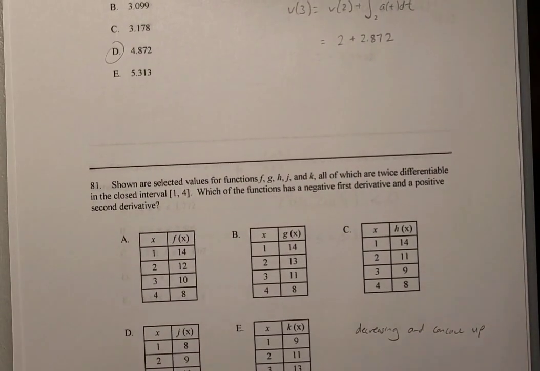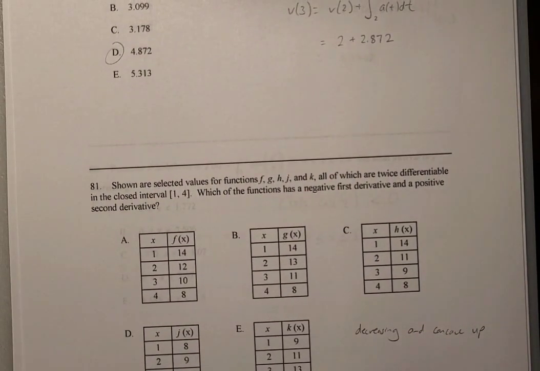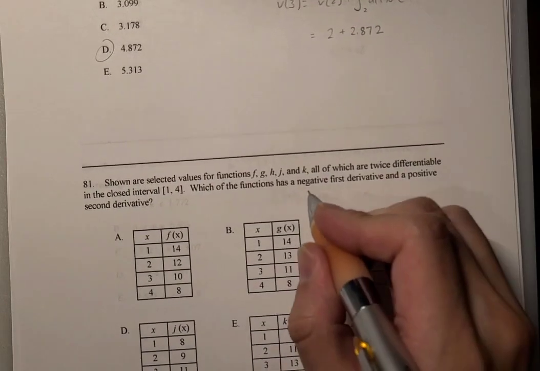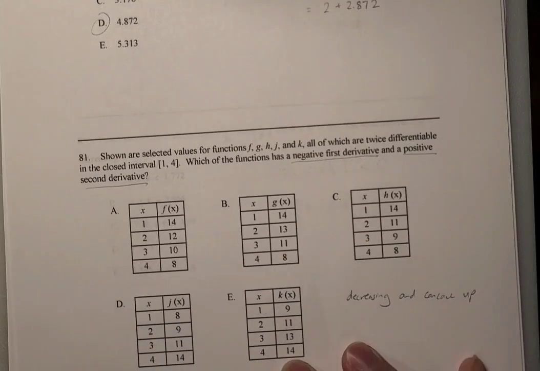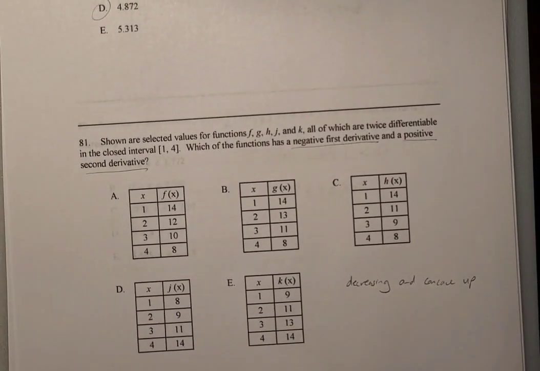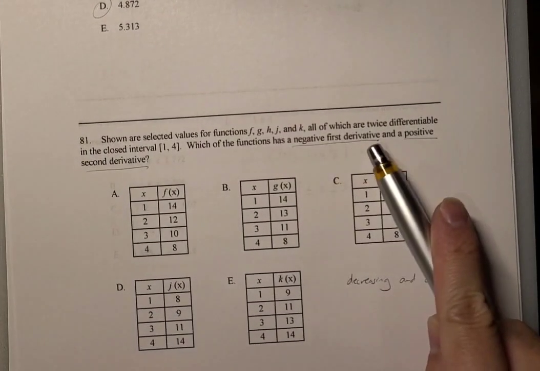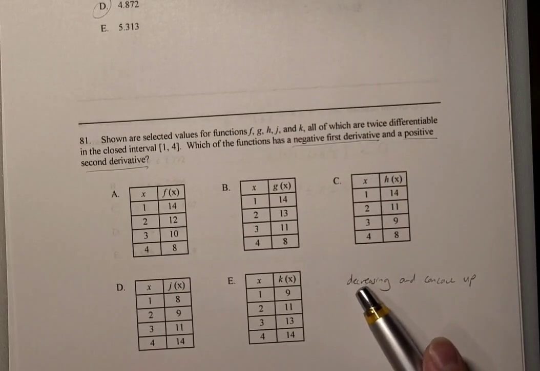Shown are selected values for functions f, g, h, j, k, all of which are twice differentiable in the closed interval 1 to 4. Which of the functions has a negative first derivative and positive second derivative? Okay, so this is very similar to the last few problems we did in the no calculator portion. When it's a negative first derivative, that means the function is decreasing.